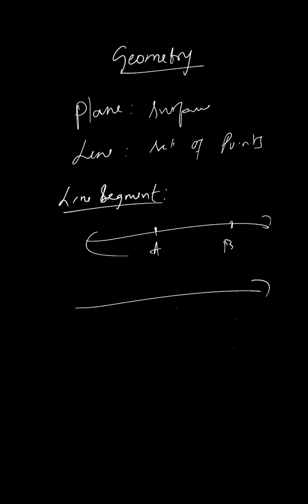Ray. This is the line. This is point A, and this is point B. AB is a ray. It has only one endpoint.